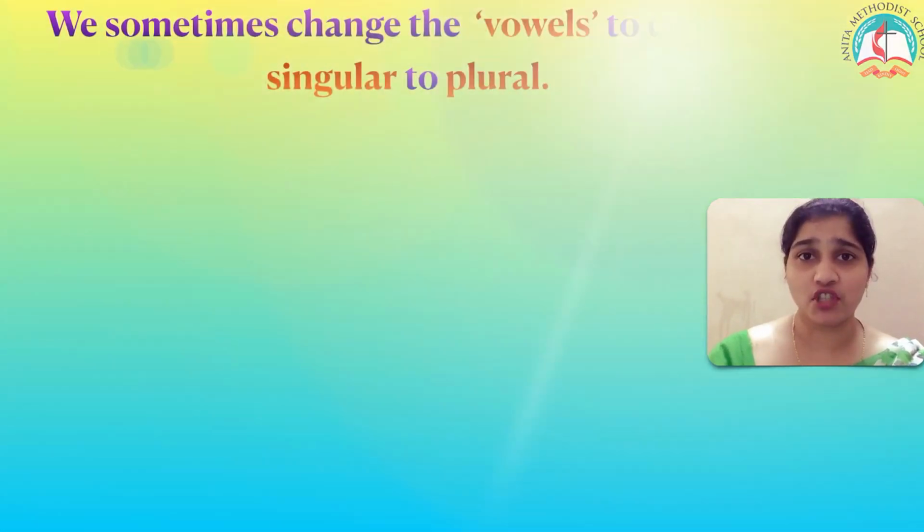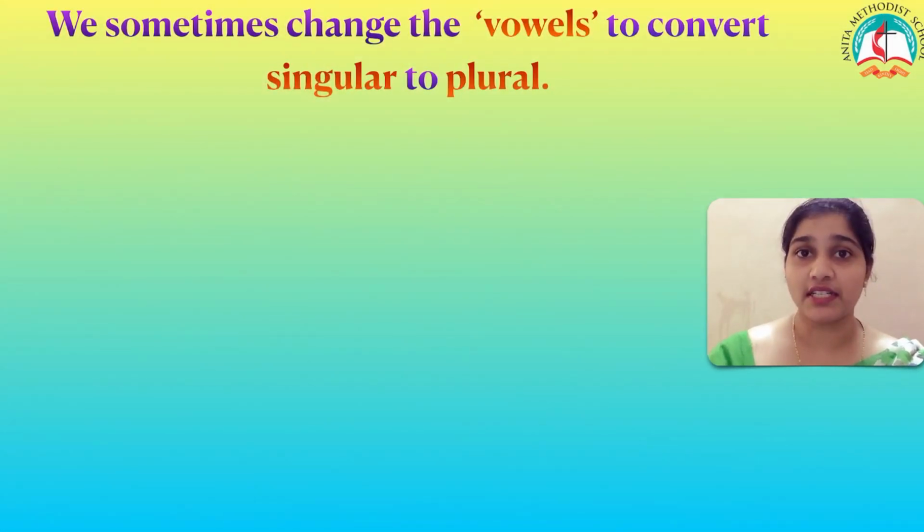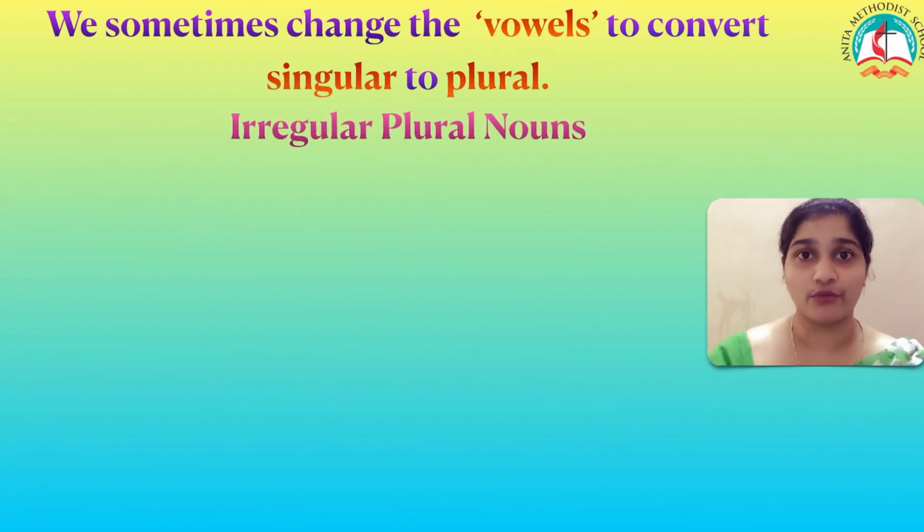Before learning the next rule, all of you must know what vowels are. Vowels are the letters A, E, I, O and U. Based on these vowels, we are going to learn the next rule. We sometimes change the vowels to convert singular to plural, and such conversions are called irregular plural nouns.